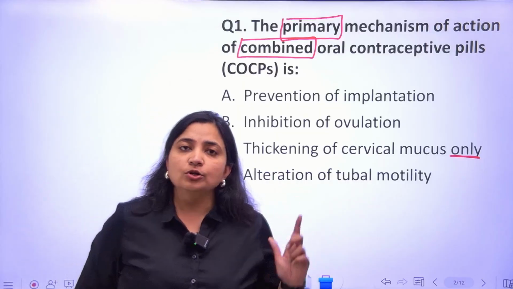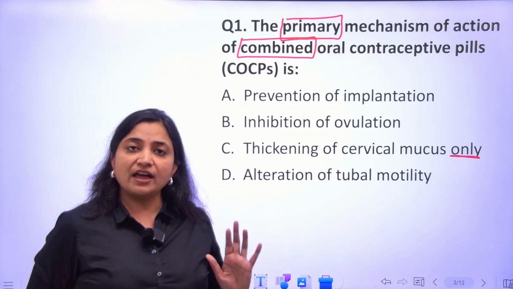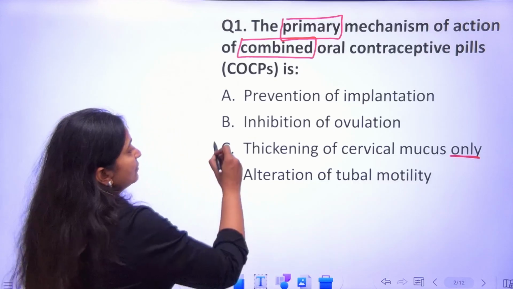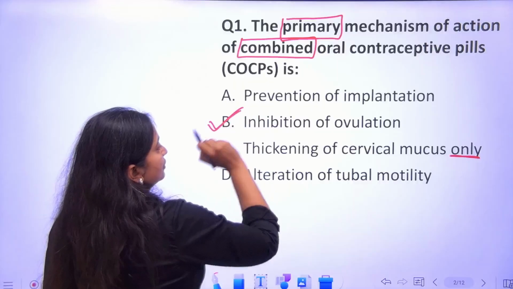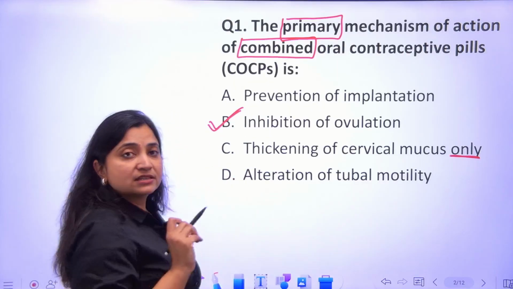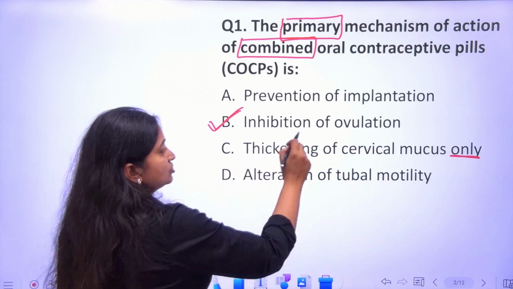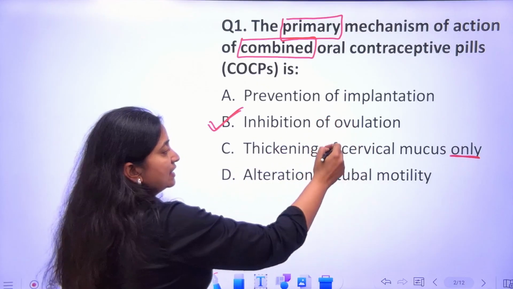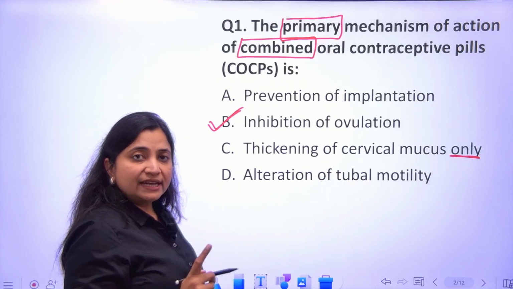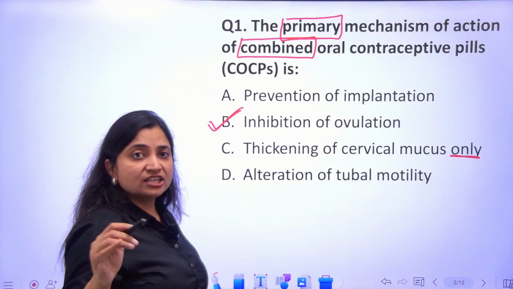So if we go back to our lecture, all four of them are mentioned as mechanism of action of combined pills, but there is an order. Primary mechanism is this, most important. I have earmarked in my lecture also that the main mechanism of action of combined oral contraceptive pills is inhibition of ovulation, and the rest of them are there but they are secondary. So mainly it inhibits ovulation by inhibiting the FSH and LH interplay.